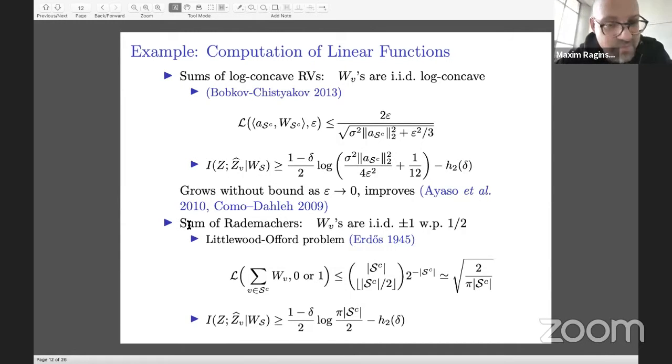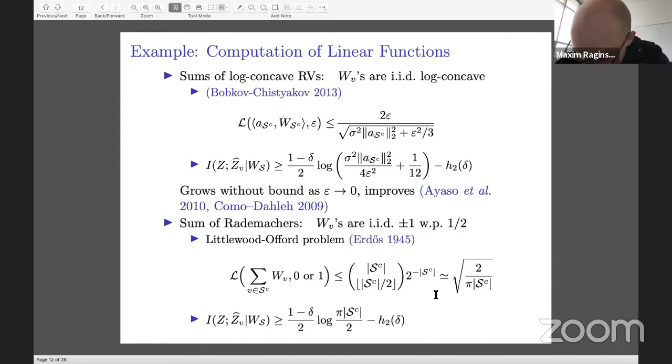Here's another example. So this is the example in the top part is continuous random variables with densities. For the discrete case, we consider, let's say, Rademacher random variables. Those are the ones that take value plus or minus 1 with equal probability. And then it turns out that the computation of concentration functions for these is actually a classic problem, going back to Littlewood and Offord. Tight bounds were derived by Erdős in 1945, and essentially they involve a lot of combinatorics, obviously.